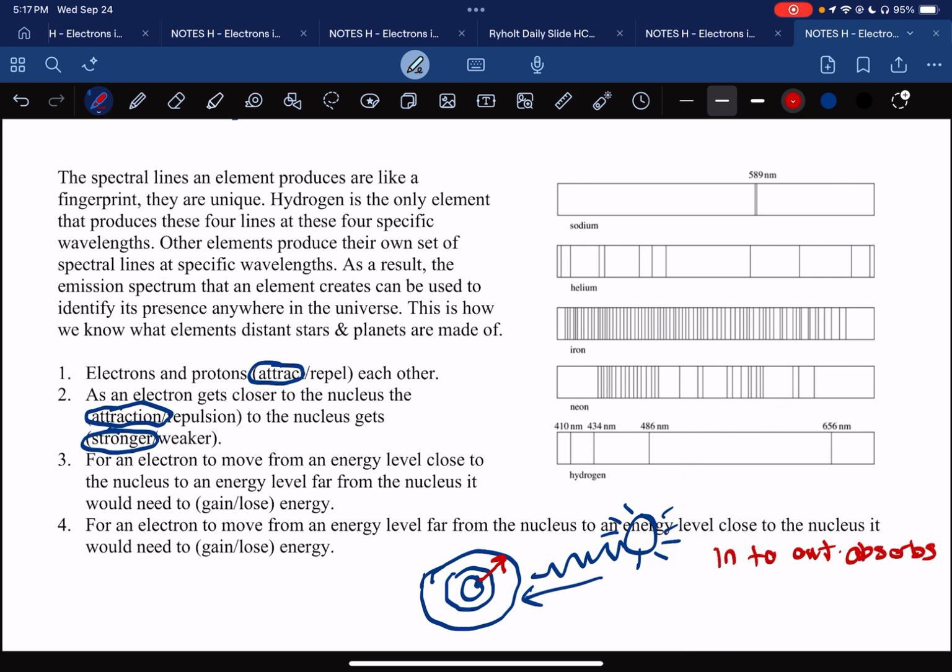In to out absorbs. Another way of saying that would be that when the electron is moving from an energy level close to the nucleus to an energy level far from the nucleus, it has to gain energy, because we learned in the last unit that the lowest energy level is closest to the nucleus. And as we move out into increasing energy levels, we have to be getting more energy in order to do that.